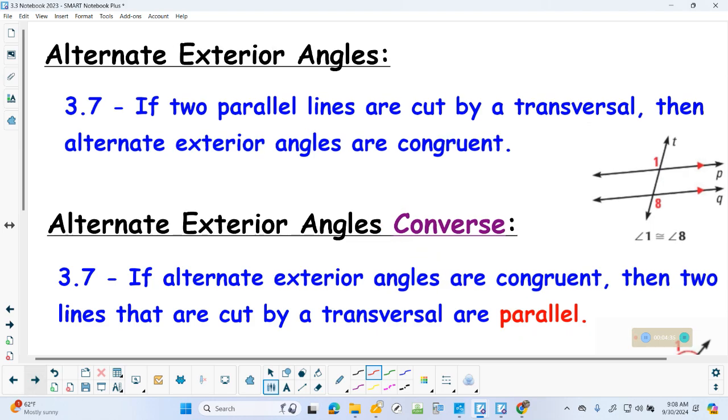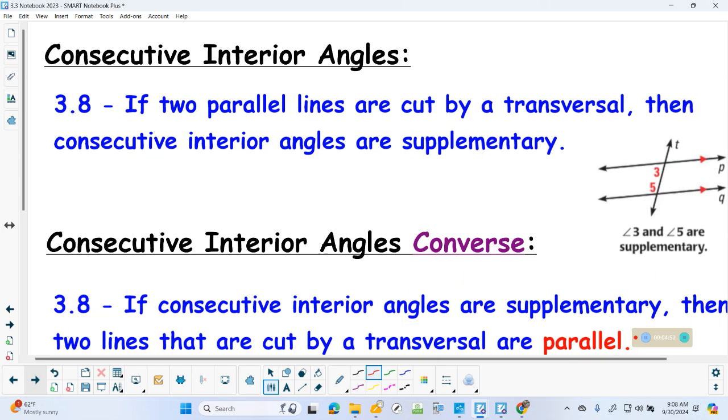And of course, we got to go through the other ones, alternate exterior angles, so kind of the bottom of your notes. Of course, we know if you had parallel lines, the angles were congruent. Now we have the converse. If alternate exterior angles are congruent, then the lines are parallel. Key word of the day, parallel. I can't say it any more times than that. Okay, if you flip it, of course, we've got consecutive interior angles.